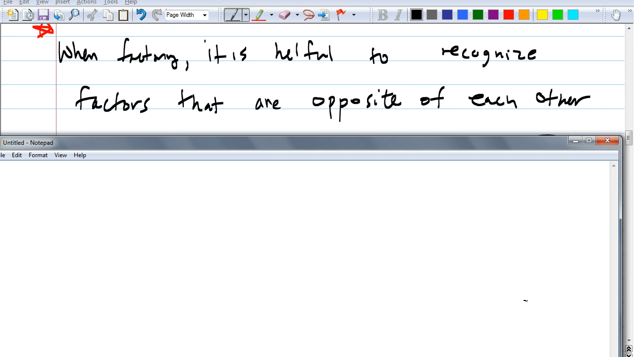So write this down. When factoring, it is helpful to recognize factors that are opposite of each other. So we're getting you prepared to factor things using grouping. So this is important. When factoring, it is helpful to recognize factors that are opposite of each other. Okay. So what do I mean by this? Oh wait, write this down first.